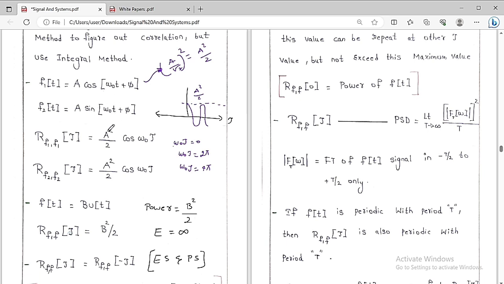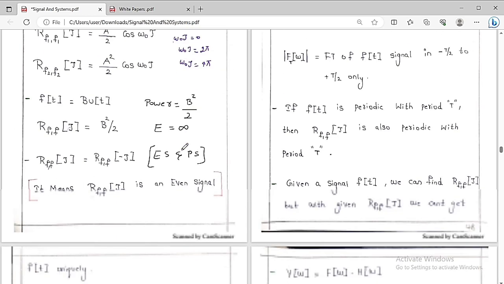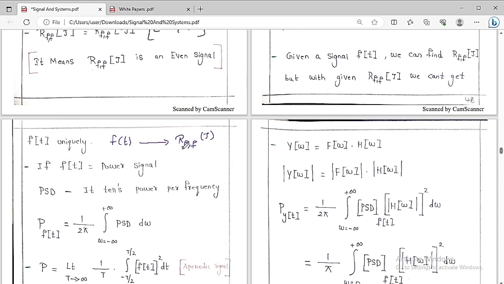So these two functions have the same autocorrelation. So if you are given the autocorrelation, you cannot tell which type of signal it belongs to. This is what I am trying to tell you. Therefore, if you are given the signal f of t, then we can figure out the autocorrelation. But if you are given the autocorrelation, we cannot figure out the signal f of t in a unique manner, because I have already given a beautiful example.